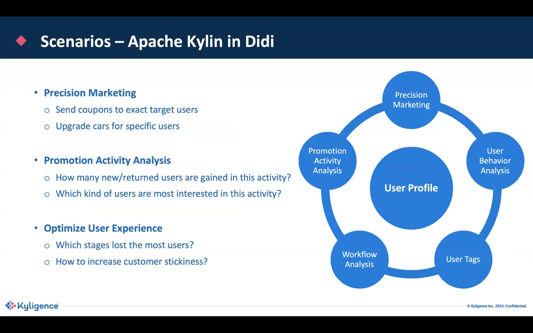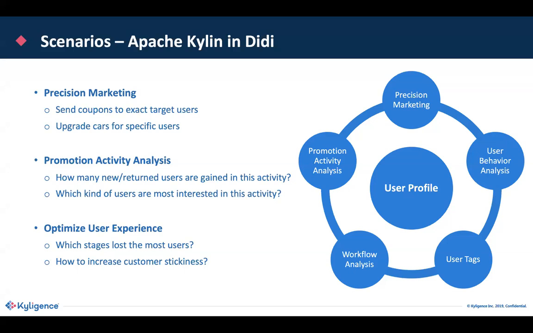Using Apache Kylin to build user profiles, you can conduct precision marketing based on user portraits. For example, by analyzing different user categories, find a specific type of users, and send coupons to them to promote their consumption. Similarly, in order to increase customer loyalty, Didi will also select specific types of users based on user tags and upgrade their cars for free. Through this kind of activities, Didi increases customer stickiness.